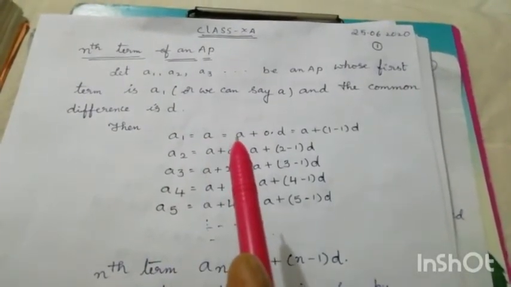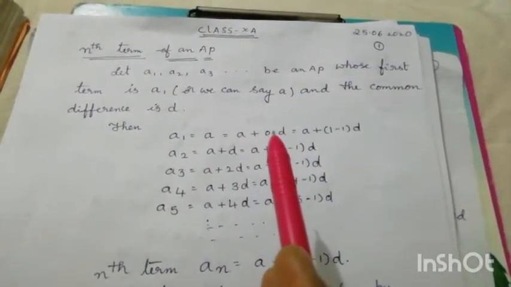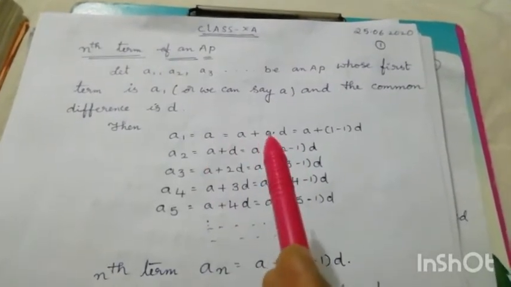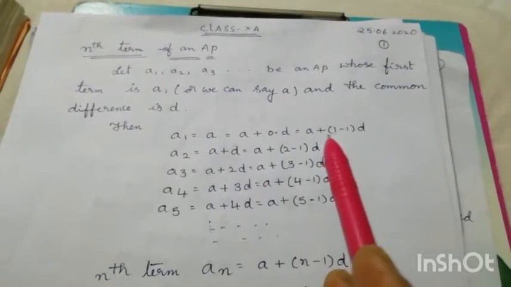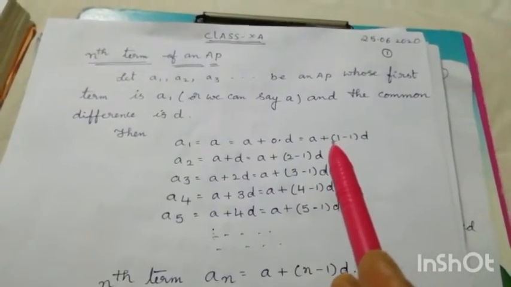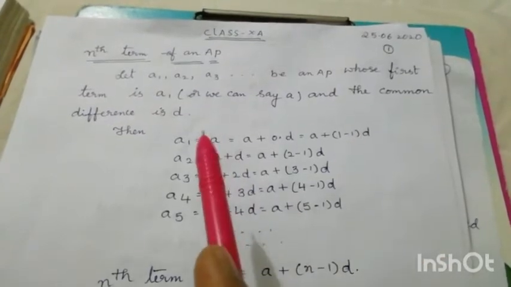So first we have A1 is equal to A. This we can write as A plus 0 into D. 0 into anything is 0, so A plus 0 is A. This 0 you can write as 1 minus 1, and 1 minus 1 is 0. So A plus 1 minus 1 into D. This is the first term.